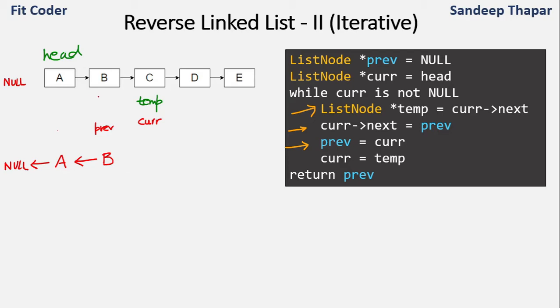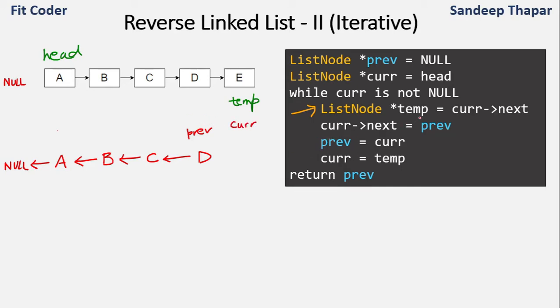As you can see, we are moving pair by pair and reversing the links. In the next step, temp becomes next of current, so temp comes at D. Current next points to previous, so we make the link from C to B. Now previous becomes current, so previous comes at C and current is equal to temp, so current comes at D. In the next step, temp becomes current next, so temp comes at E. Current next is equal to previous, so next of D becomes C. Previous equals current, so previous comes at D and current comes at temp, which is E.